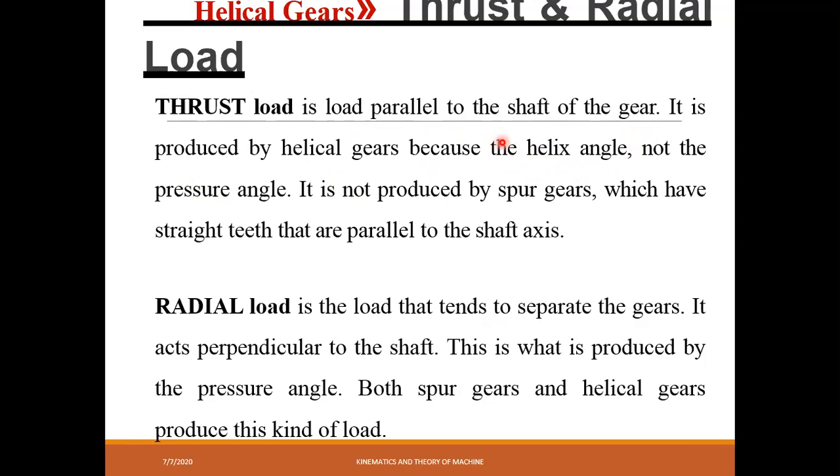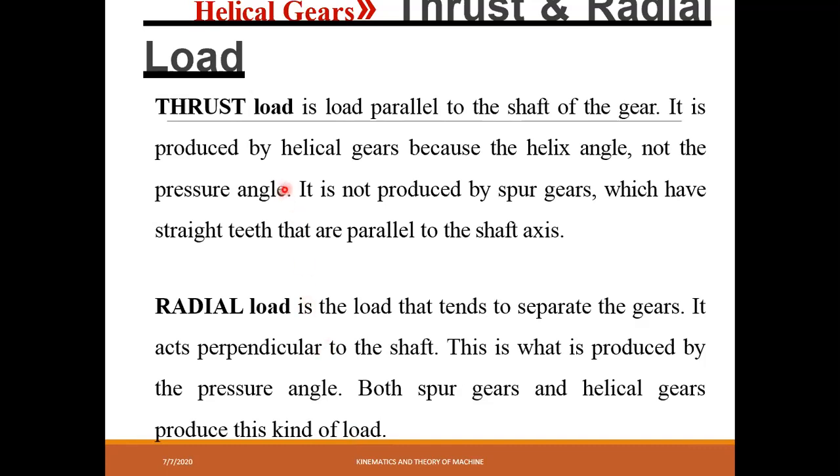But thrust load is not produced in the spur gear. Why? Because there is a pressure angle, not a helix angle, due to the straight teeth parallel to the shaft axis. So no thrust load is generated on the spur gear. Radial load is the load that tends to separate the gears. It acts perpendicular to the shaft. This is produced by the pressure angle, but both spur gears and helical gears produce this kind of load.